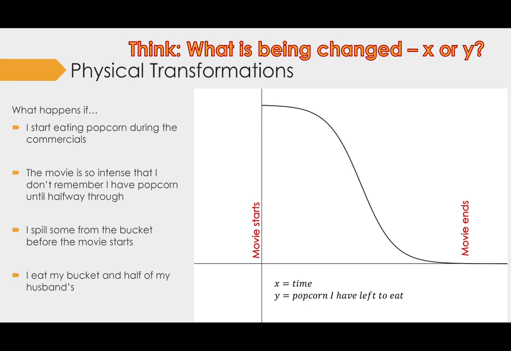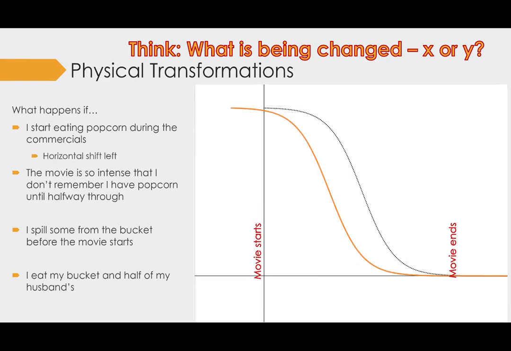Welcome back. I think you have some good ideas. Good job. Alright, let's look first at I start eating popcorn during the commercials. So what changed in this scenario is the time that I begin eating. So that means my X value, or the X variable, is going to have a shift. So this is actually a horizontal shift to the left because I start eating sooner.